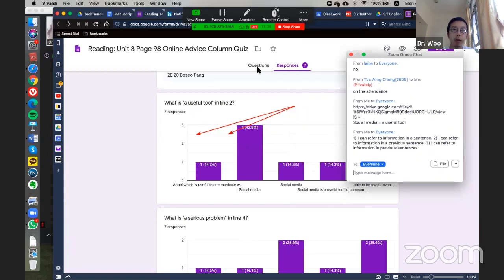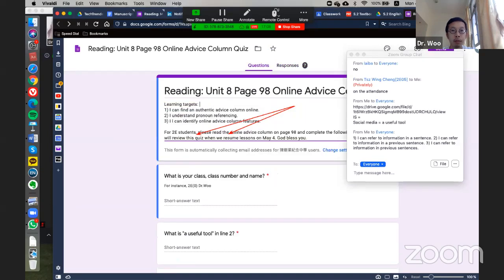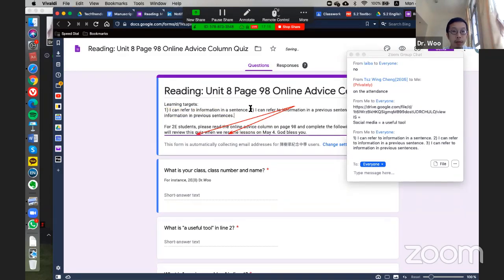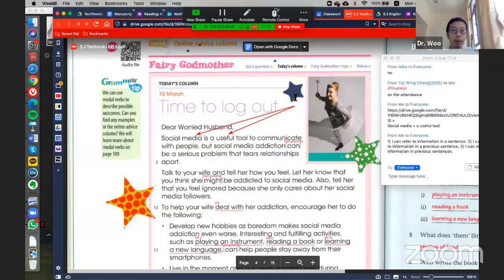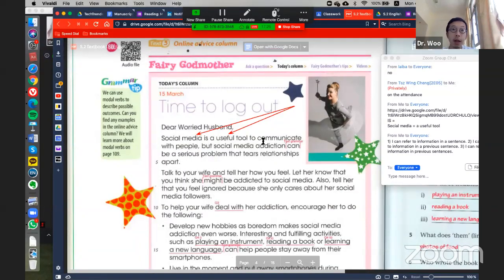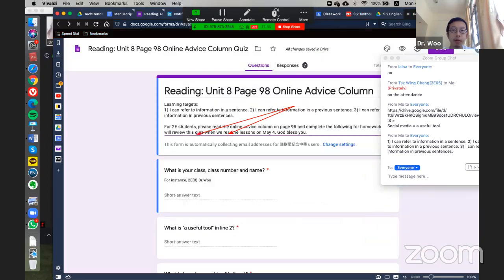So are you able to find the answer in a passage? So going back to our first question, can you just find the answer in the sentence? And the answer is in the sentence, social media. Now let's move on.